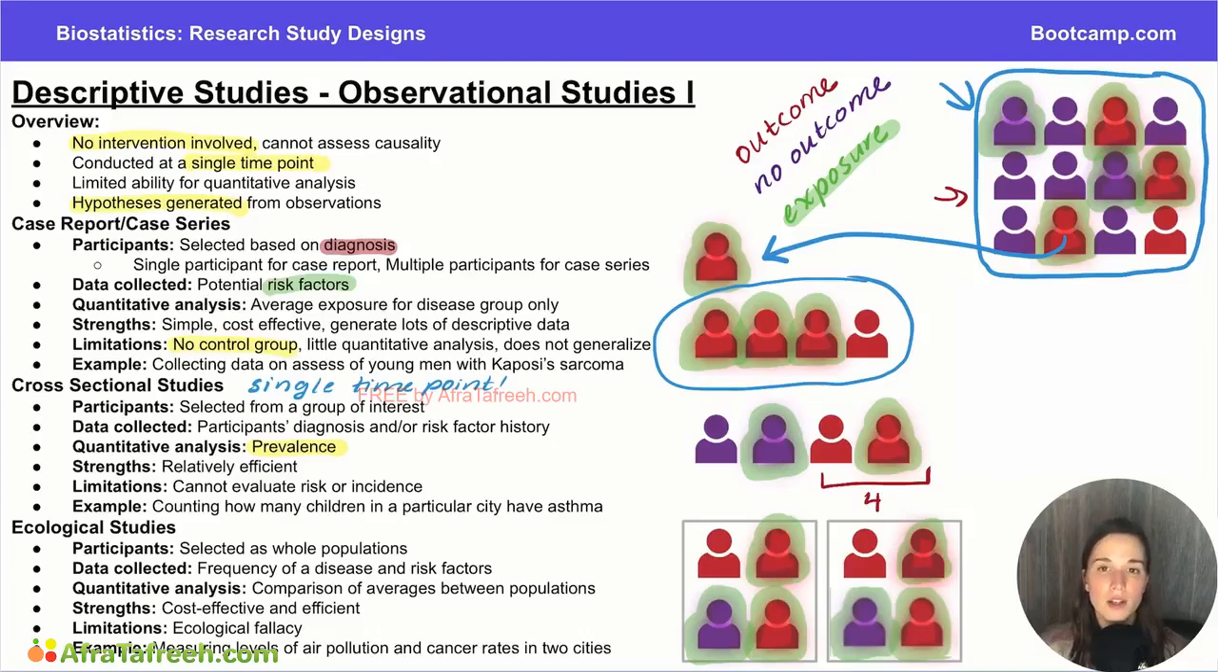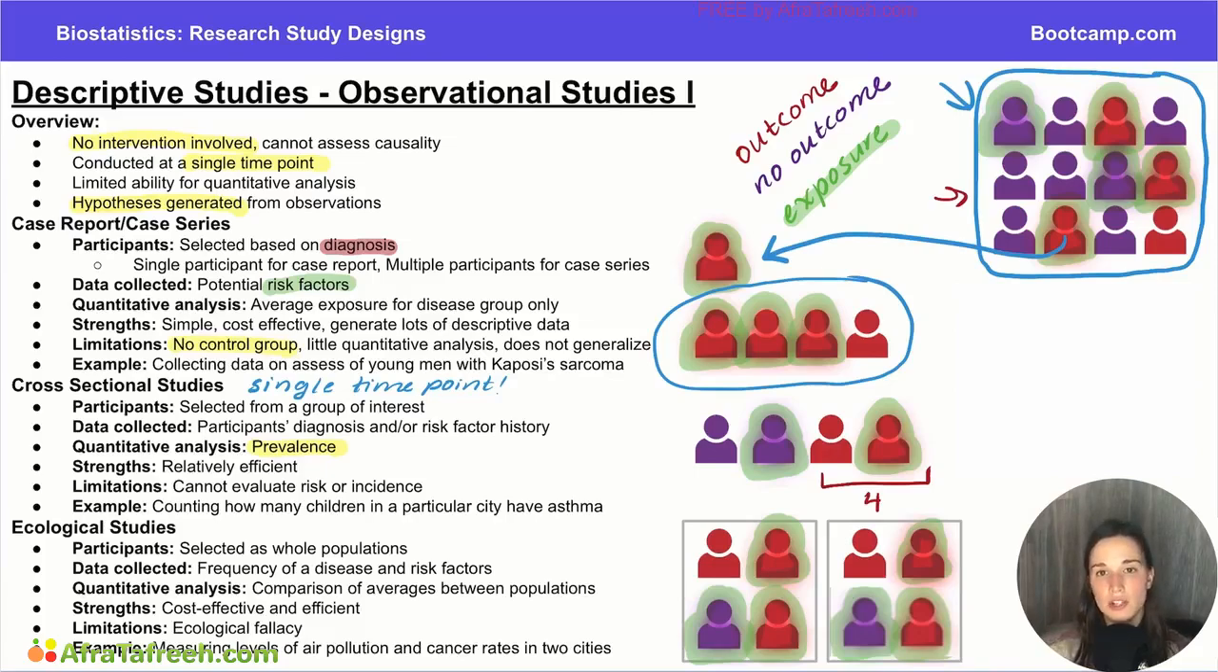So the first is that cross-sectional studies can be conducted with or without a hypothesis in mind before starting. So in our asthma example from before, we were simply counting how many patients were diagnosed with asthma in a population without thinking about what exposures might be driving those outcomes. This is an example of a descriptive study.